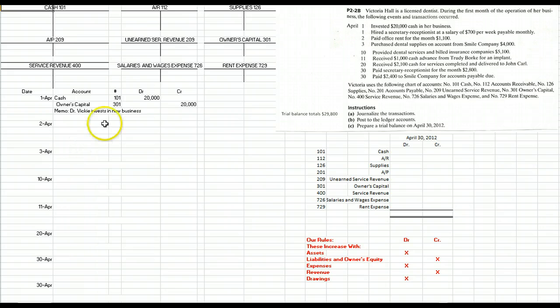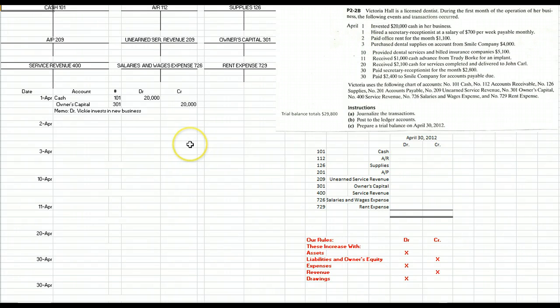For the first couple chapters, your book uses account numbers. They aren't really important, just know that they exist. Okay? Also on April 1st, we hire a receptionist at a salary of $700 per week, payable monthly, but we aren't writing her a check right now, so there's really nothing for us to record right now.